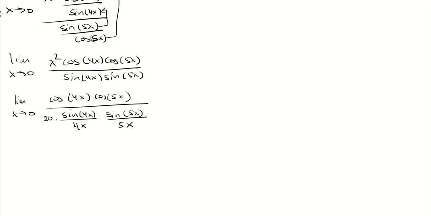Now, if I take the limit of the top, this is equal to 1. This is also equal to 1. Sine of 4x over 4x is also equal to 1. Sine of 5x over 5x is also equal to 1. So what I'm left with is just 1 over 20. And that's going to be my limit.